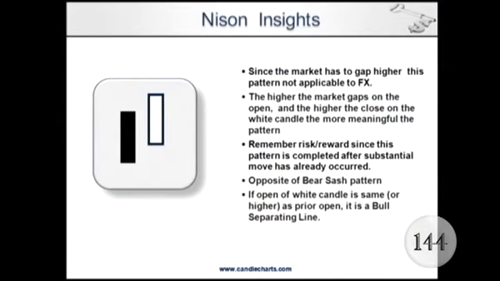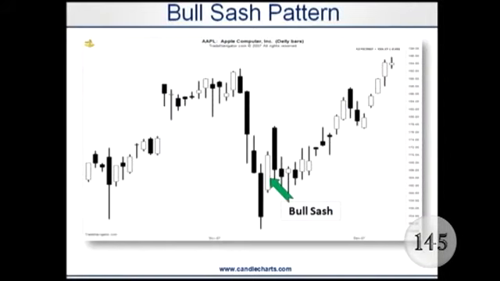If the opening of the white candle is the same as the prior opening, it's a bull separating line. We're going to look at that in a minute. So in other words, if the opening here is the same as the opening here, and this white candle keeps on going higher, it's a bull separating line. We're going to look at that as we progress next. So here, it's a black candle. The way you remember this is a black candle. The market gaps higher the next day, and a white candle just keeps on going higher from the opening. It's a bull sash pattern.